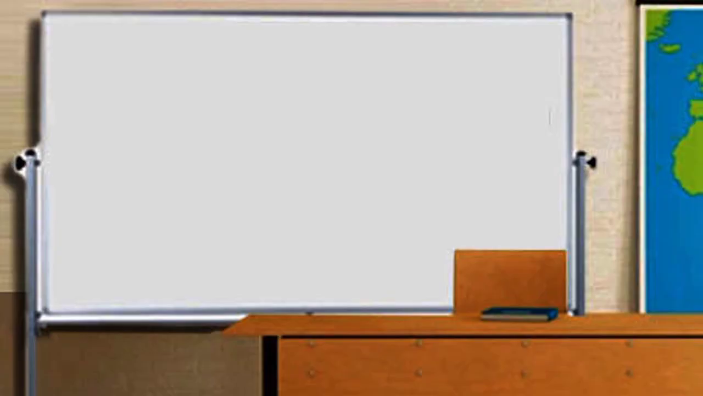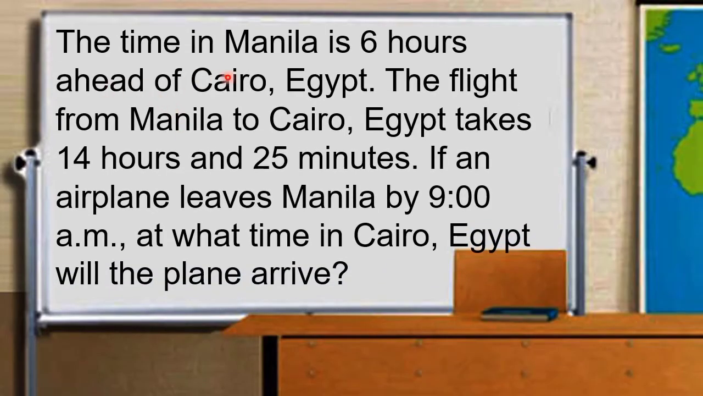Let's have our word problem. The time in Manila is 6 hours ahead of Cairo, Egypt. The flight from Manila to Cairo, Egypt takes 14 hours and 25 minutes. If an airplane leaves Manila by 9 a.m., at what time in Cairo, Egypt will the plane arrive?